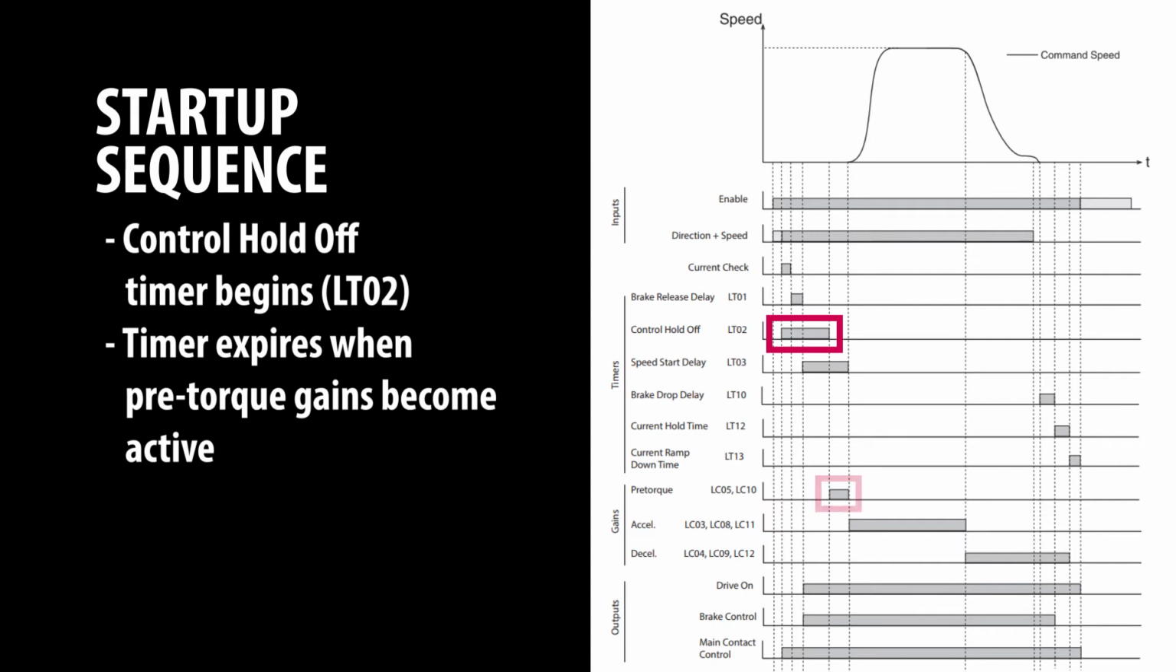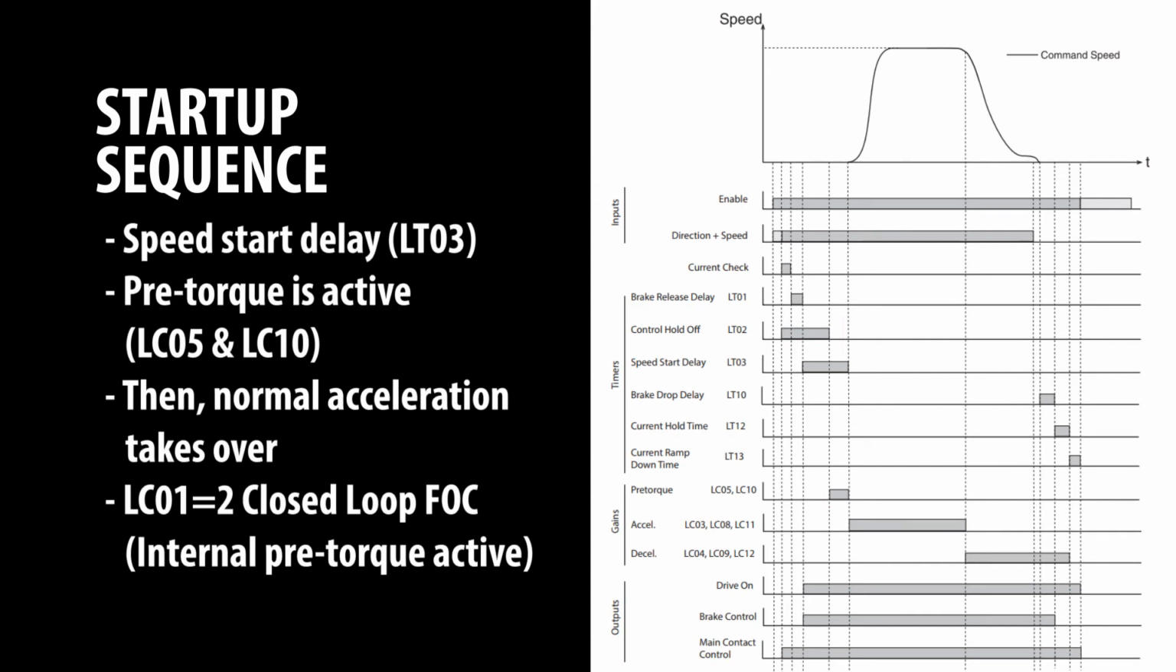LT02 should be set such that it expires briefly before the brake is picked so that the pretorque becomes active when rollback would occur. LT03, the speed start delay, is the period where the pretorque gains LC05 and LC10 are active. Once LT03 expires, or the external speed command starts, the pretorque period is over, and the drive uses the normal acceleration gains rather than the pretorque gains.